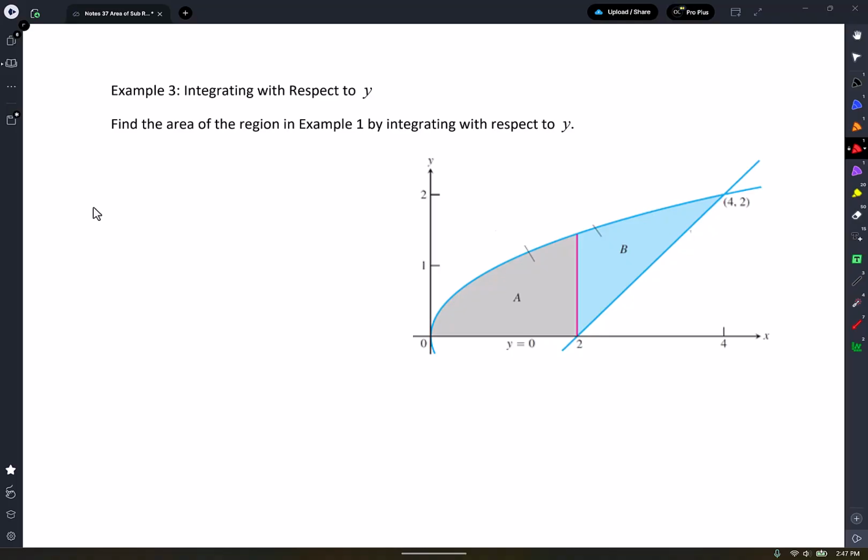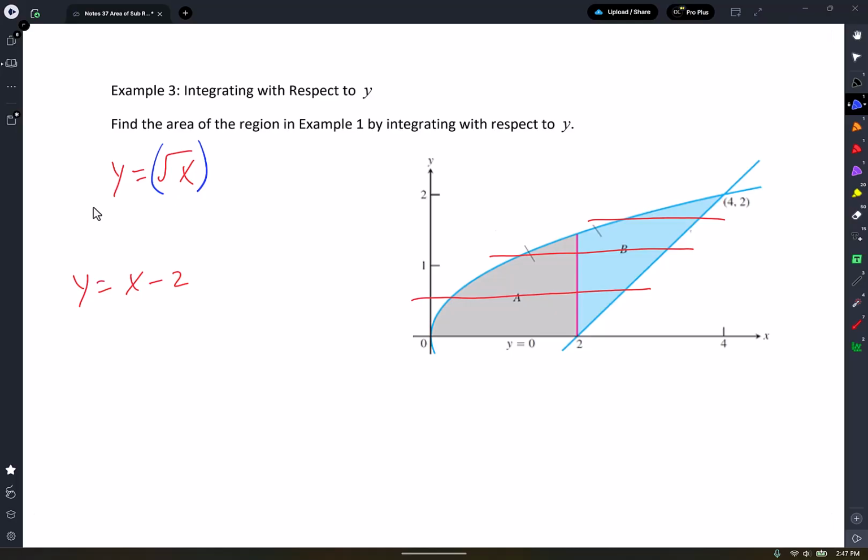All right, notice if I draw a horizontal line, it doesn't matter where I draw my horizontal line, this linear line is always on top, quote unquote. And the square root curve is always on bottom. Do you guys see that? I'm going to integrate with respect to y, so I need to find these equations in terms of x equals, because I need to find my delta y's. So let's see, y equals square root of x, and the other equation was y equals x minus 2. All right, here we go.